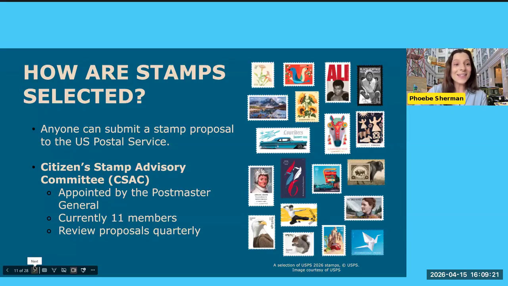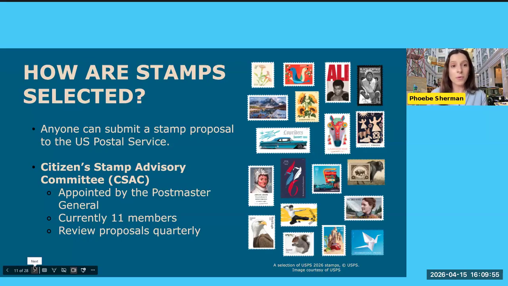So anybody can submit a proposal for a stamp. All you have to do is submit it to the US Postal Service. There is no age limit on who can and cannot submit an idea for a stamp in this country. So once you send your proposal for a stamp, it's reviewed by a group of people known as the Citizen Stamp Advisory Committee, or CSAC for short. And the CSAC, they're currently a group of 11 people, and they are experts in all different topics in art, in math, in science.